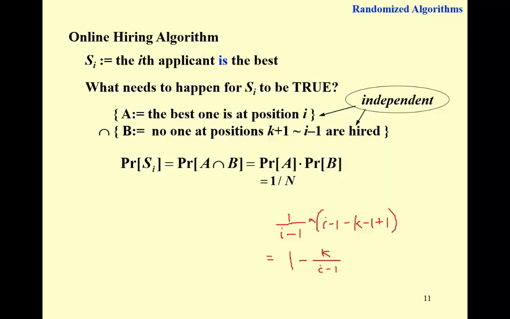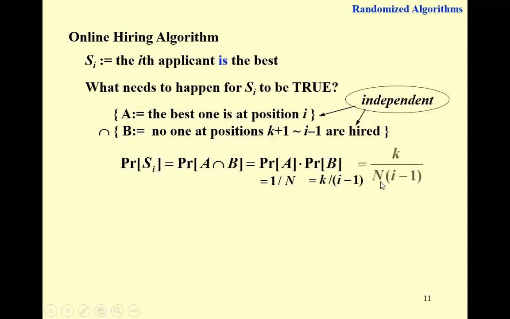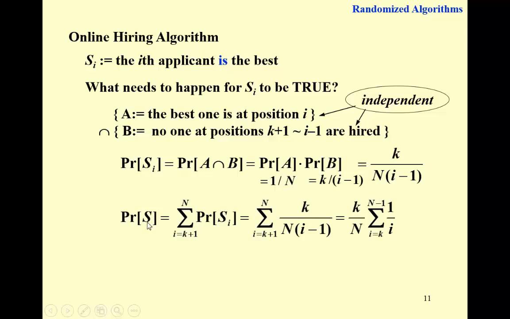And this is the probability of B bar, right? That is when B does not happen. So the probability of B would be what? It would be 1 minus this one, which is k over I minus 1, right? So put them together, we have that the probability of S sub I is just k over n times I minus 1. And therefore, we get that the probability of S is the sum of the probabilities of S sub i's, where I goes from k plus 1 to n, right?